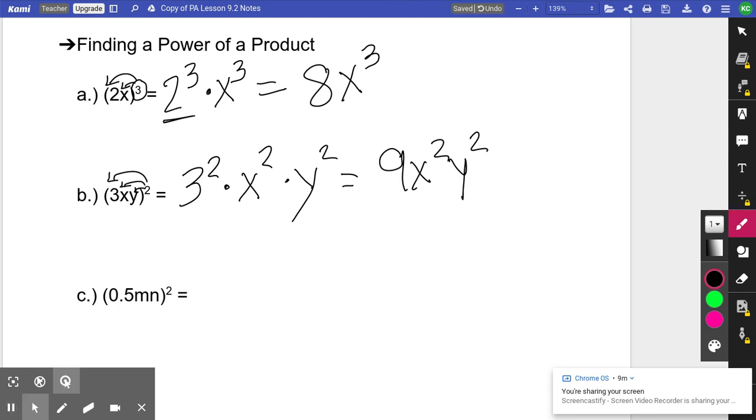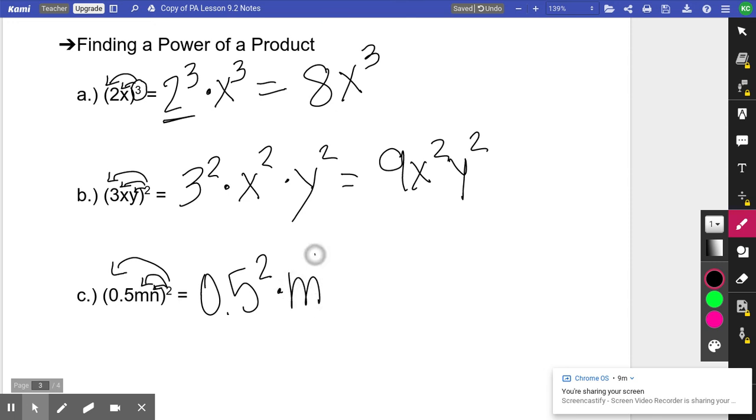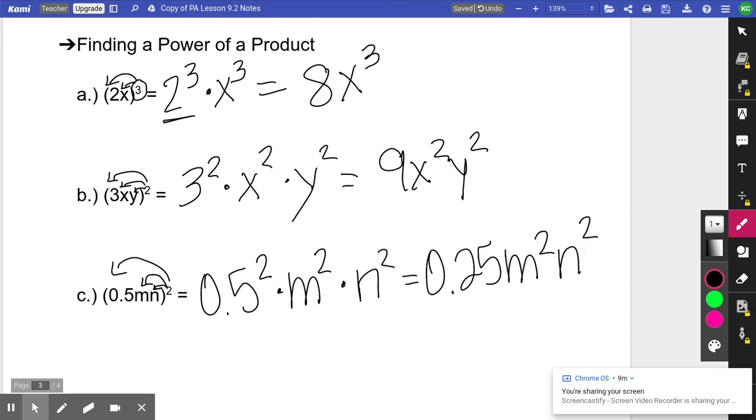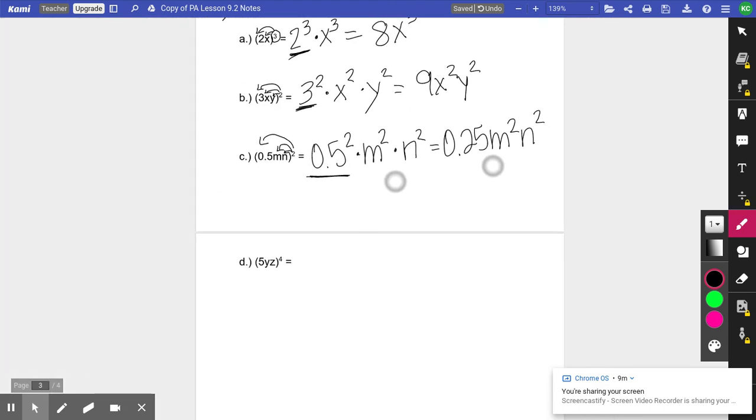Next, I have 0.5mn raised to the 2nd power. So I'm going to make sure, again, this 2 gets to the 0.5, to the m, and to the n. So I'm going to have 0.5 to the 2nd times m to the 2nd times n to the 2nd. Okay, that's going to give me 0.25 m to the 2nd, n to the 2nd. Don't forget, whenever you're finding a power of a product, I need you to go ahead and find what your base is raised to that number. Okay, so go ahead and work it out whenever you're finding the power of a product.